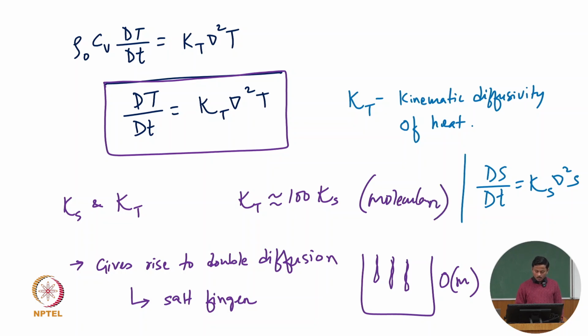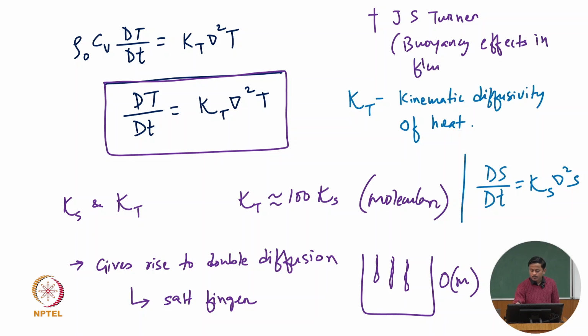So for double diffusive convection, there's a suggestion for a book that you can follow. J.S. Turner has a book called Buoyancy Effects in Fluids. It's a book that can be followed for someone who is interested in pursuing this further.